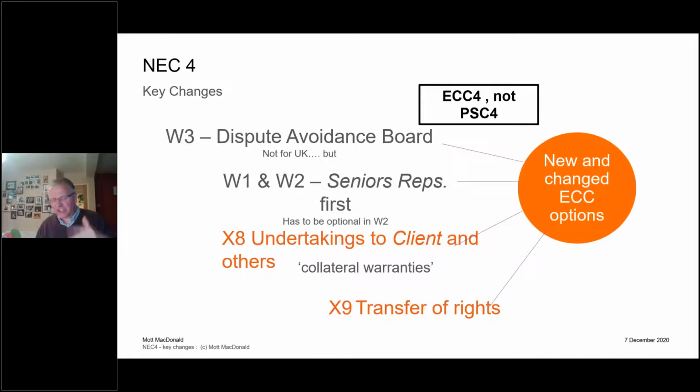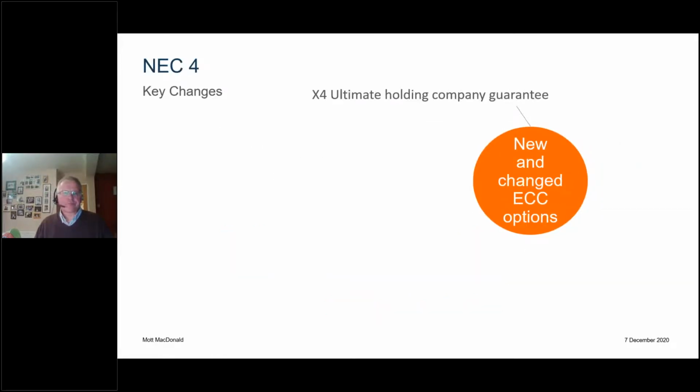Again, the logic in the changes here: I was a very small part of the NEC team that moved from 3 to 4, and one of the ideas of the NEC4 changes generally was to try, in certain circumstances, to put in words where we knew that the lawyers were always needing or feeling the need to add words. That was the case for collateral warranties, so now we can use option X8. And there's more. What used to be a parent company guarantee, micro change, is now an ultimate holding company guarantee. We don't get just the guarantee from dad, we get the guarantee from great grandfather.